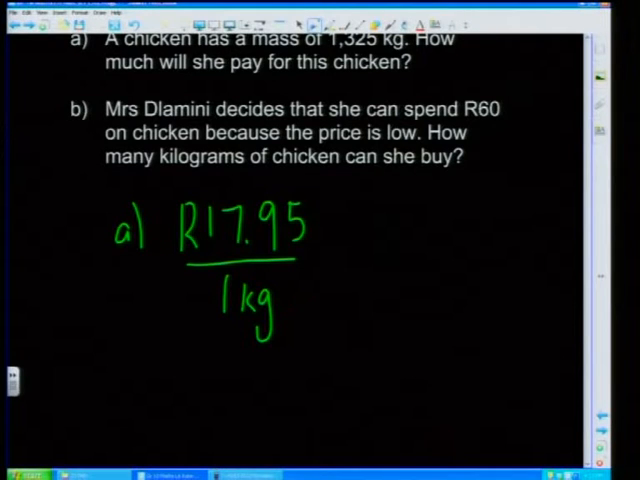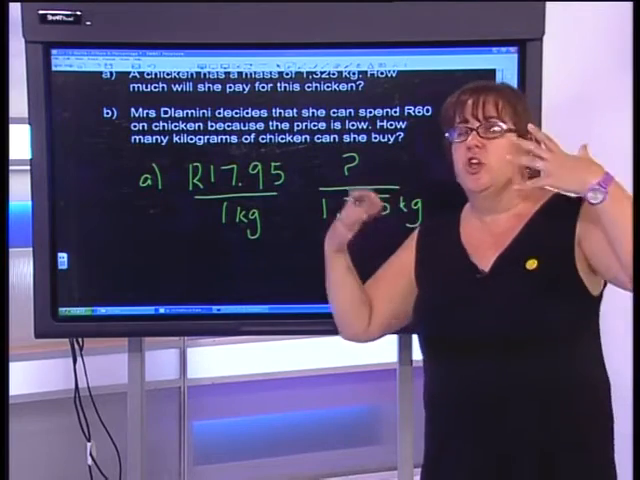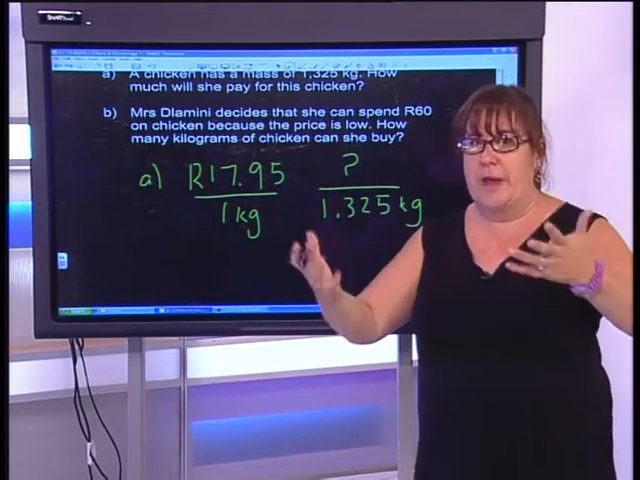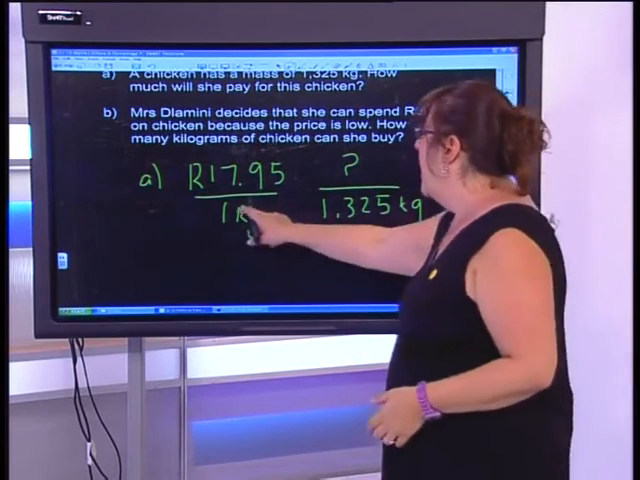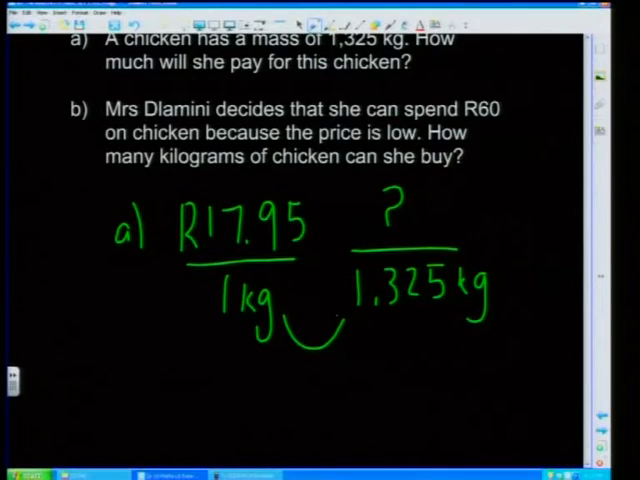Now I want to know what it's going to cost me for 1,325 kilograms. What I want to know is how much is it actually going to cost. So what I need to do is the same way I did last week, and I'm setting it out a little bit differently just so that you can see a number of different ways of setting out your work. I am increasing this 1 kilogram to 1,325.